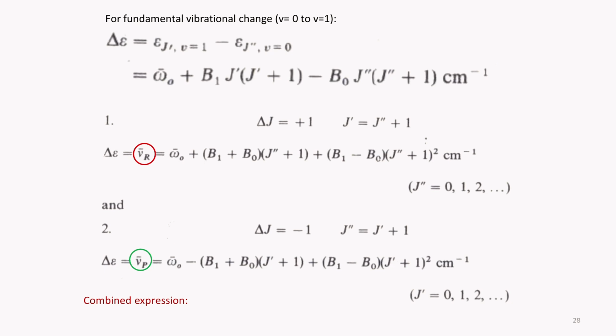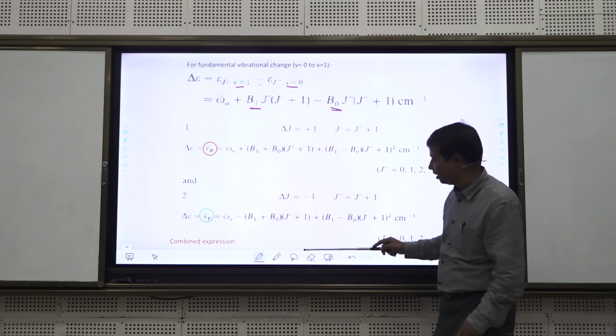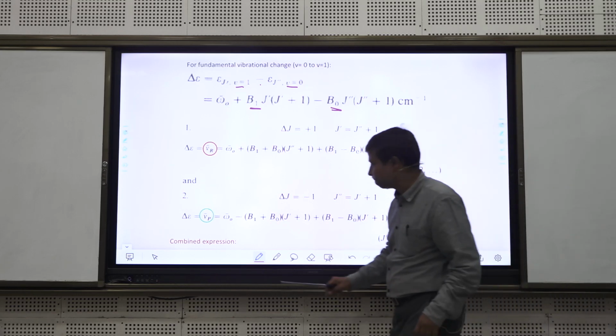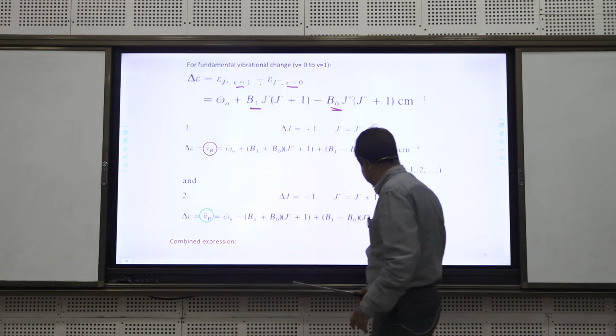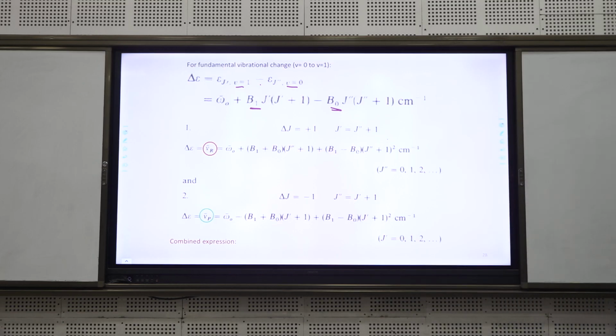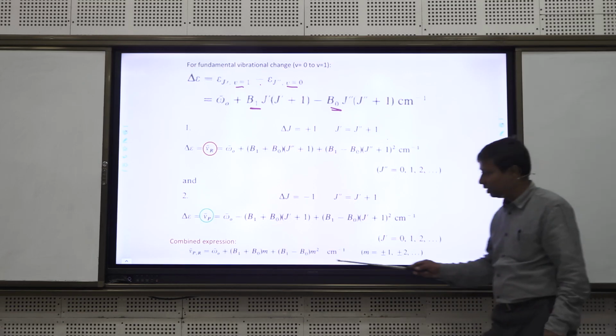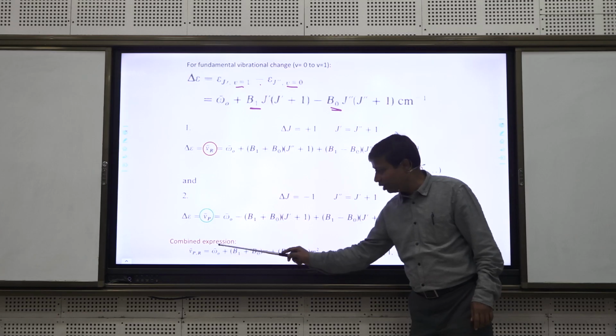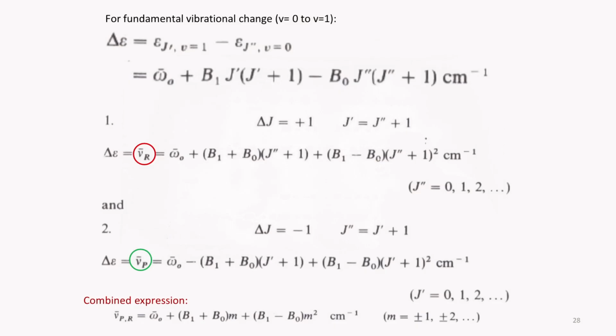Then if you do the same way, the final expression will be, last time you had omega 0 plus 2Bm, this time you have omega 0 plus (B1 plus B0)m plus (B1 minus B0)m squared. Now whether this relation is correct or not, you can check it.